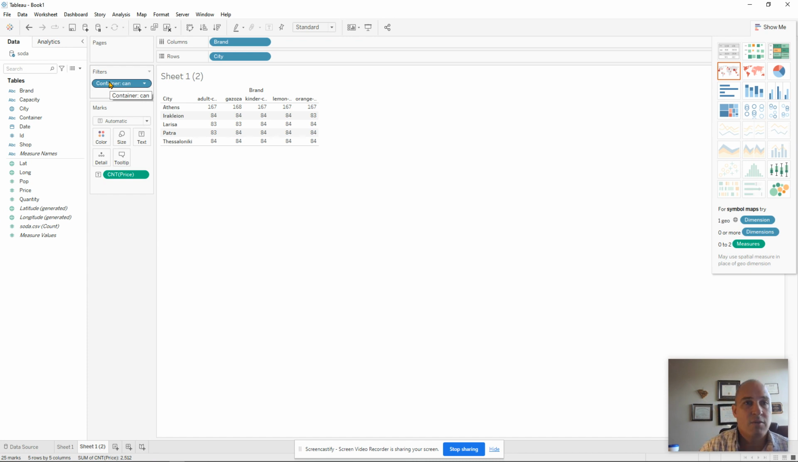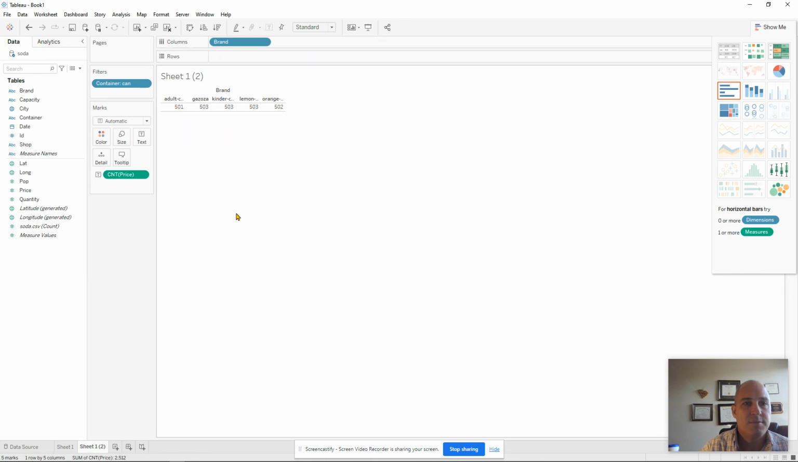Now, I could remove city, and now we have 500 observations, but those are across cities. So one thing is that you can potentially aggregate up to get higher numbers here, 501. And basically, aggregate up, what I mean is I'm looking at, for a given brand and container type, this is for Kinder Cola cans, I have 503 observations, but these are across multiple cities.